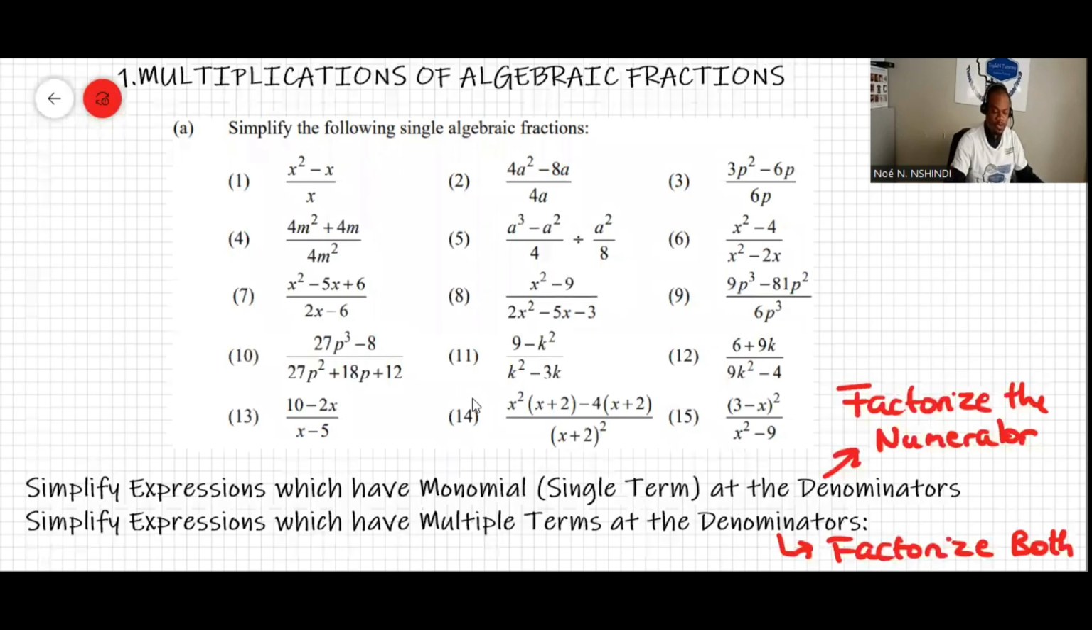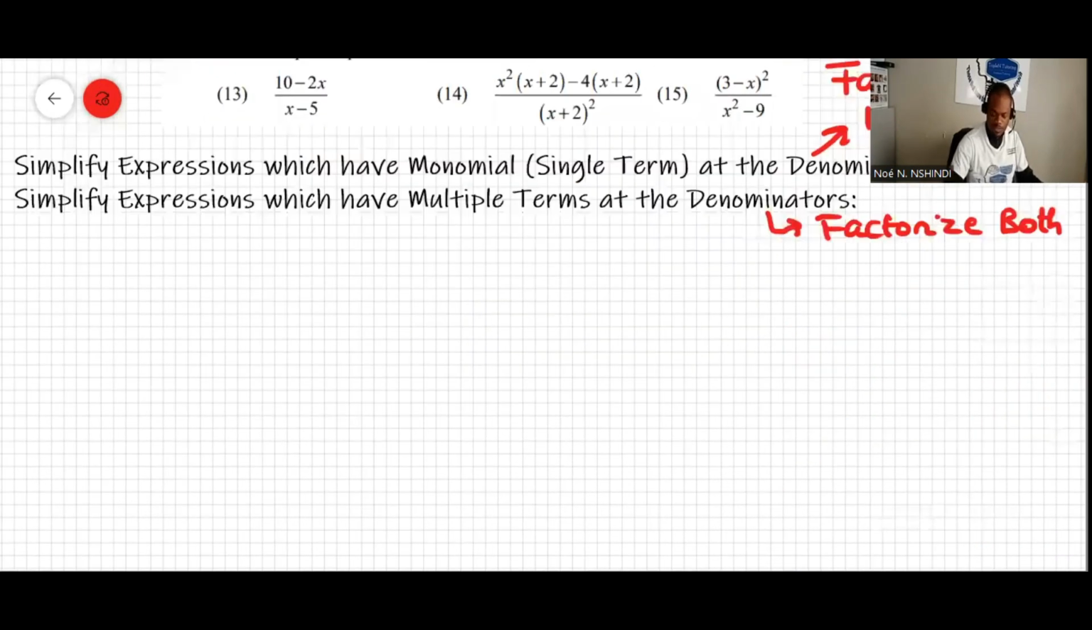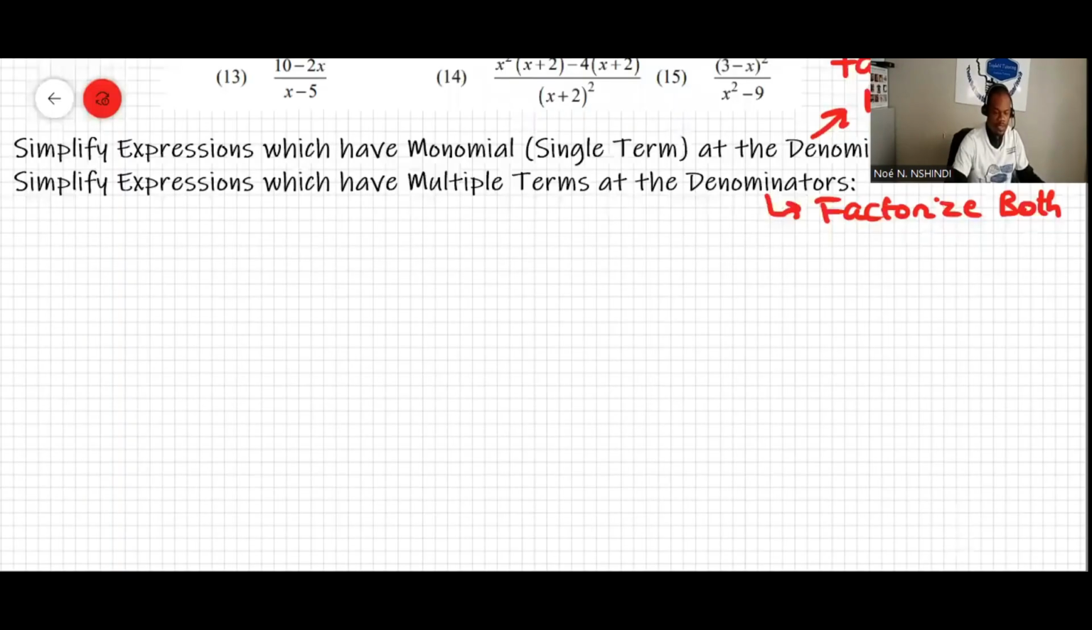Like question 1, for instance, you notice that there is only one term at the denominator, it's a monomial. So to solve this, we will factorize the numerator. Okay, so I'm going to write the question here. Question 1 is x squared minus x over x. This is like case 1, when there is a single term at the denominator. Here we're going to factorize the numerator.